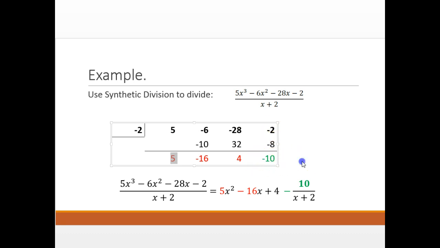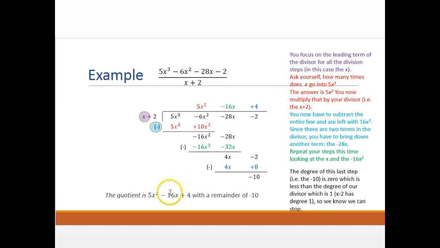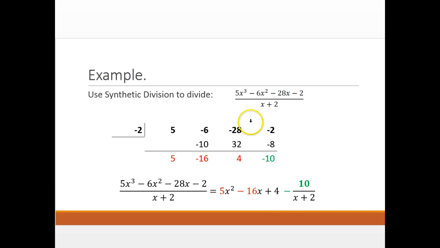I now have our answer. This was a degree 3 polynomial. When we divided by a degree 1, our answer should be degree 2. So this becomes 5x squared minus 16x plus 4 with a remainder of negative 10. So there was my quotient, 5x squared minus 16x plus 4, minus 10 over x plus 2, which was my remainder. And this matches up with what we did on the long division earlier. Just remember, you can only use synthetic division if the coefficient of x is 1.